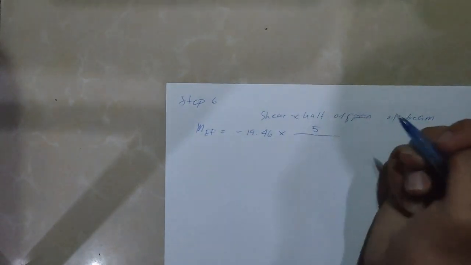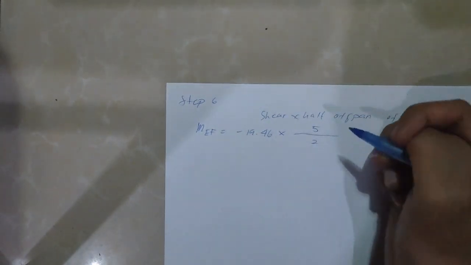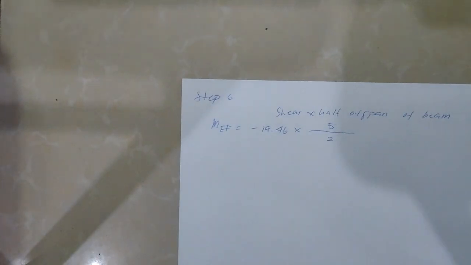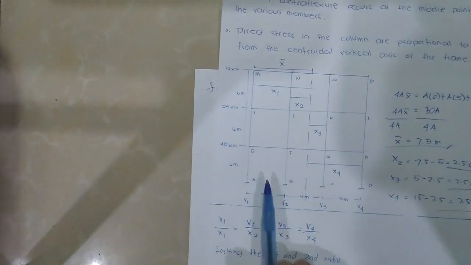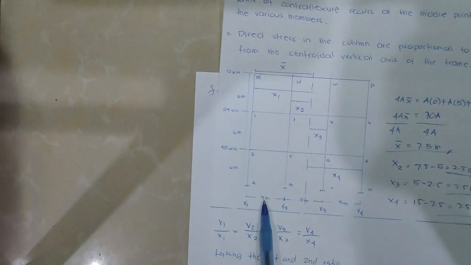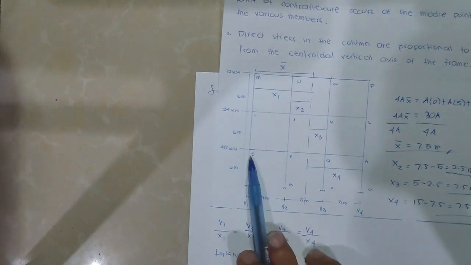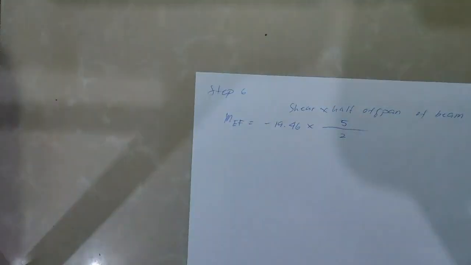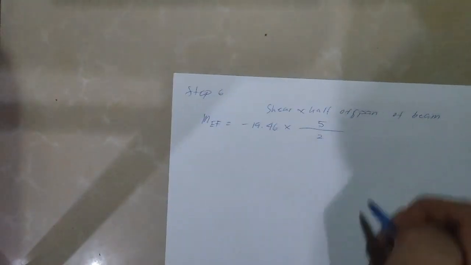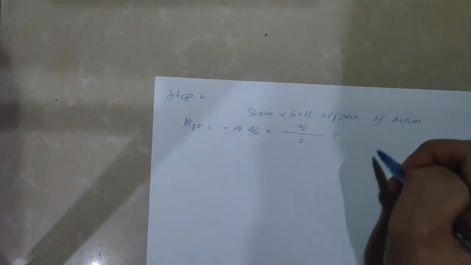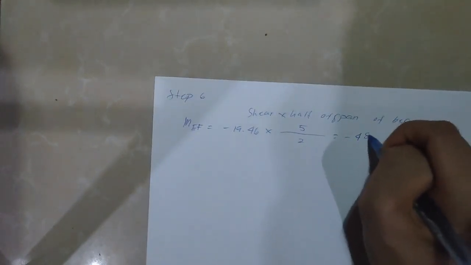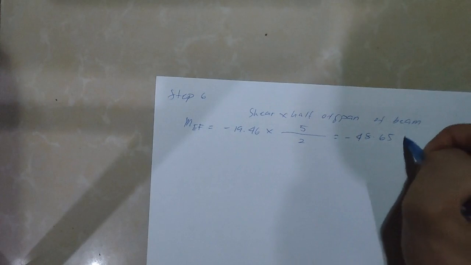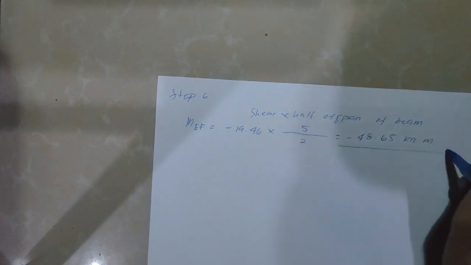which is 5. Wait, which is EF, this is E, this is F, right? 5, yeah, 5, 5, 5. So moving on, we just type it into the calculator, and we can get 4.65 kilonewton meter.